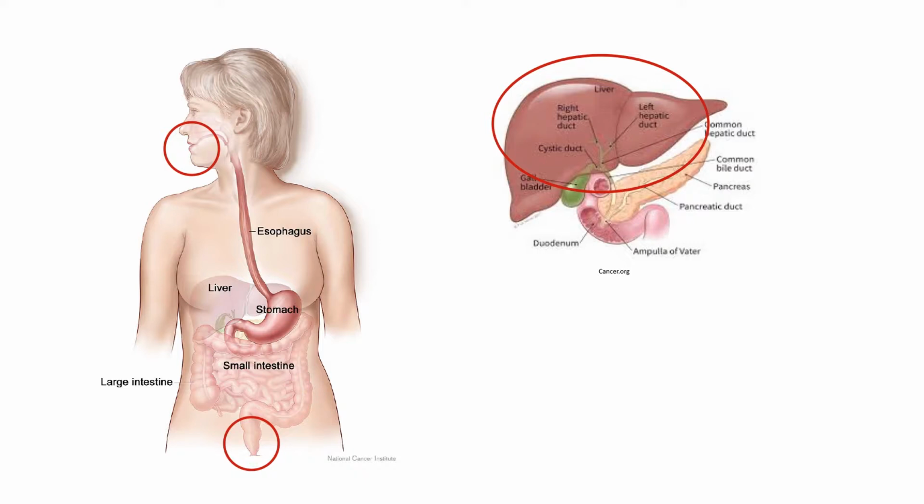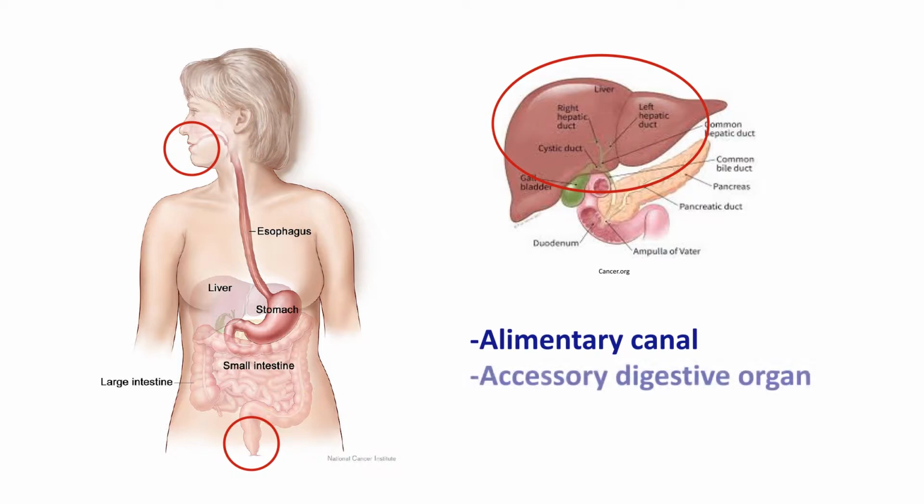We group these organs into two main categories. The first group is the organs that involve the canal, or we call it the alimentary canal, because aliment means to nourish, and accessory digestive organs like the liver, gallbladder, and pancreas. Both systems orchestrate the breakdown of food, then taking the nutrients into the body.